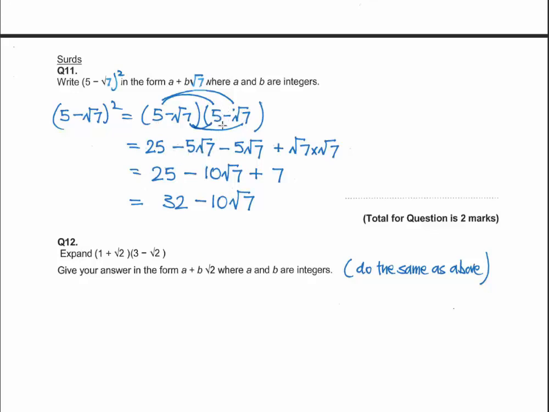So everything in here has now been multiplied by the 5. Now I multiply everything in here by the minus root 7. So it's minus root 7 multiplied by 5, giving me another minus 5 root 7, plus, why plus?